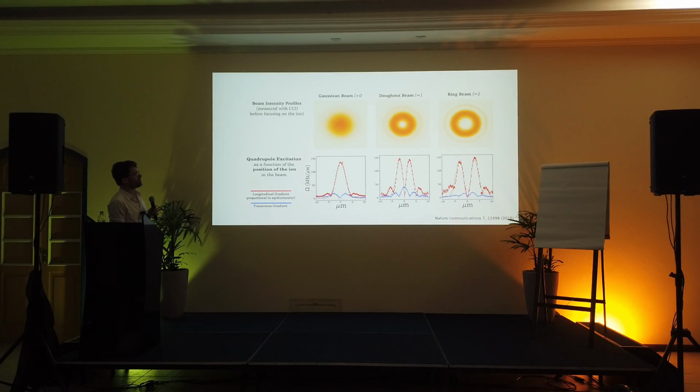So what happens if you go to L equal to 2? With L equal to 2, you don't have a gradient in the middle, so you're not sensitive to that, so you just see the gradients of these beams powering off and on to the sides.